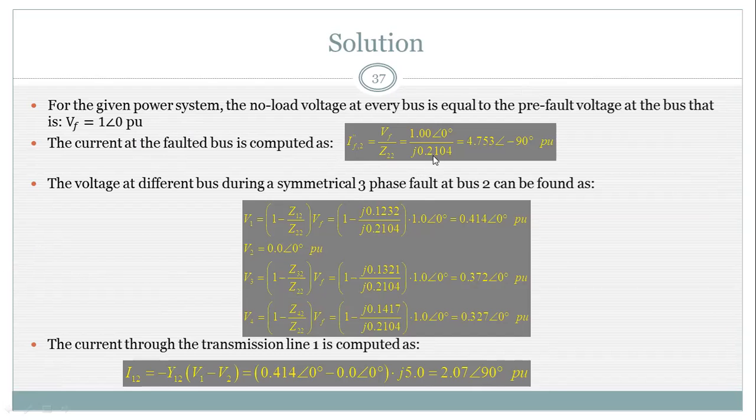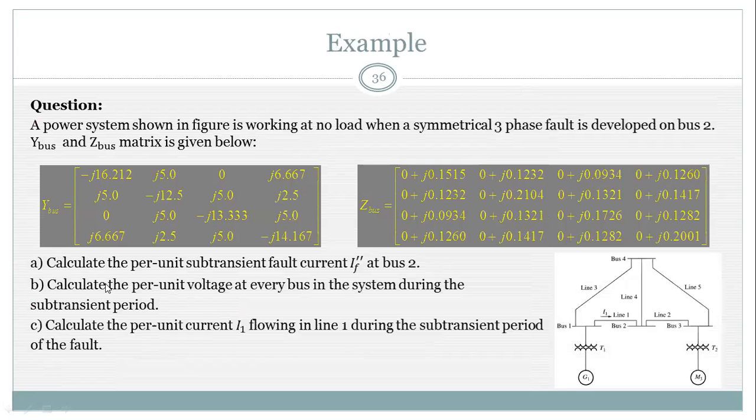So the short circuit current should be Vf divided by the self impedance of the fault bus, so Vf divided by Z22. So we can easily calculate the short circuit current. Next, question number 2: calculate the per unit voltage at every bus in the system during the subtransient period.